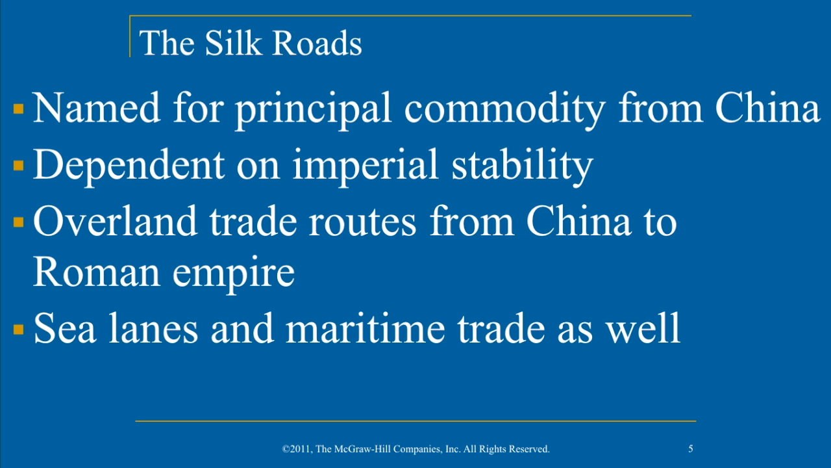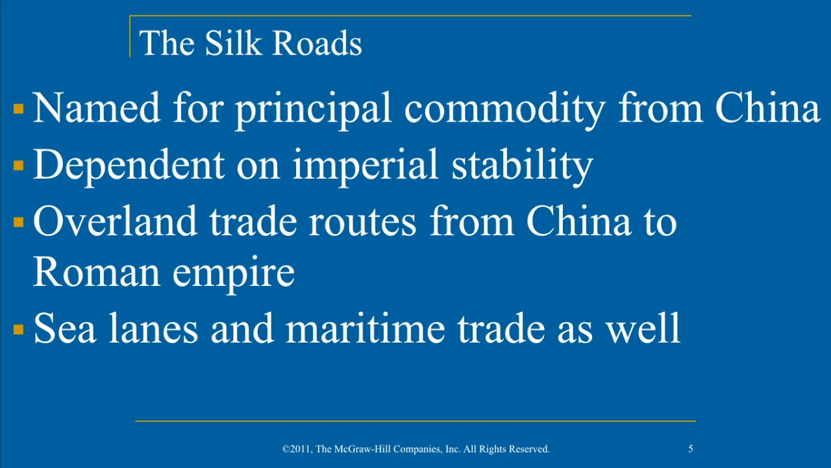The Silk Roads. The principal commodity from China, silk, was a very highly prized commodity during this time, and it came primarily from China. It was dependent on imperial stability. If the governments during this time were not very stable, they didn't really have a well-enforced section of their trade route, and they weren't going around making sure that people were safe on those trade routes, then most trade didn't happen as well. But if you have a very strong government that's able to take tariffs, take taxes, and set up tolls usually on those routes, the stability increases and people are able to trade goods.